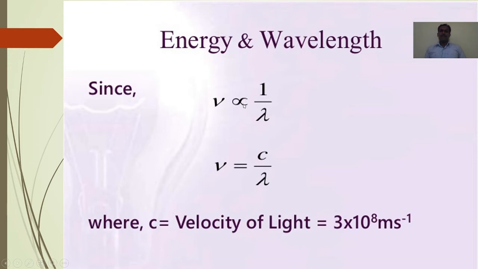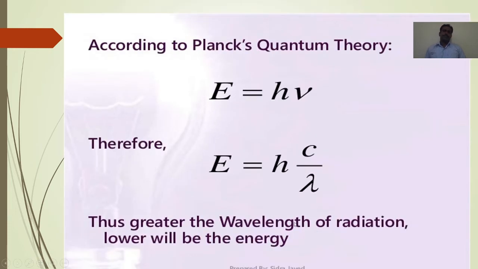Since nu is directly proportional to 1 upon lambda, in order to neglect the proportionality sign, we have to take one constant. That constant is c. So nu is equal to c upon lambda, where c is the velocity of light, whose value is 3 into 10 to the power 8 meter per second. According to Planck's quantum theory, E is equal to h nu. Therefore, substituting the value of nu here, we get E is equal to hc upon lambda.